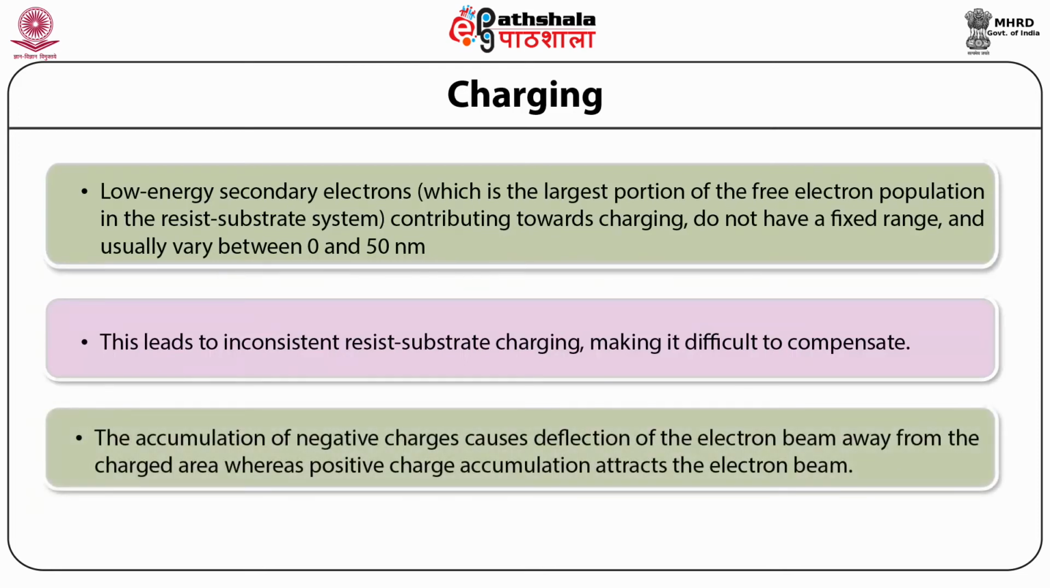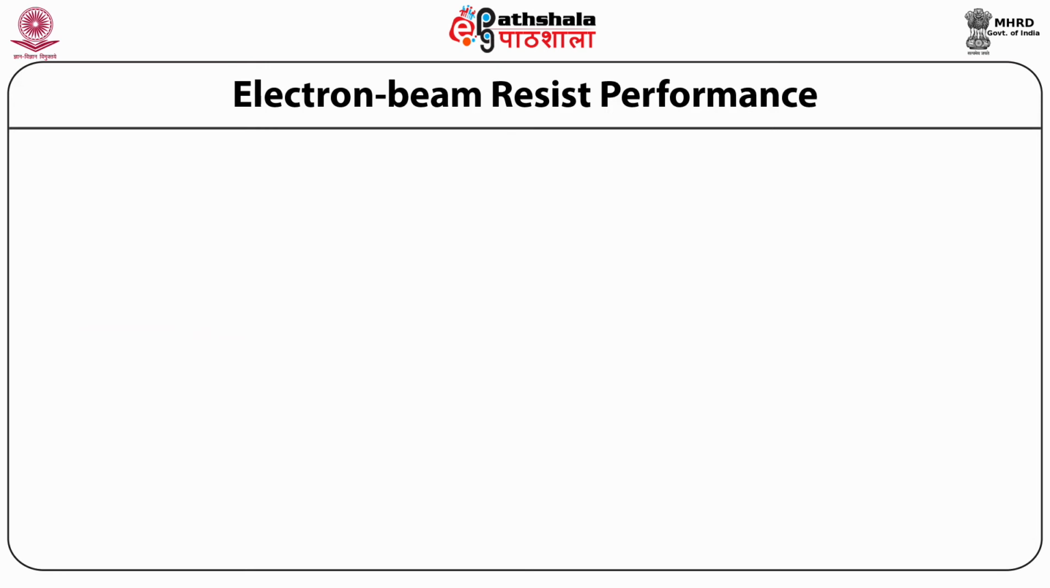The accumulation of negative charges causes deflection of the electron beam away from the charged area, whereas positive charge accumulation attracts the electron beam. We will next study the electron beam resist performance.